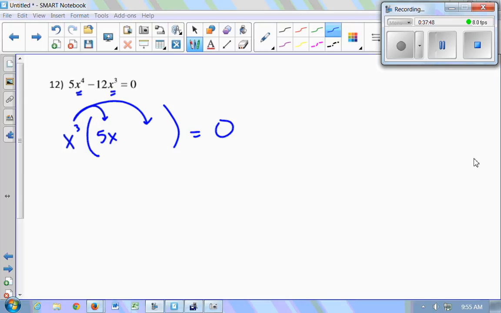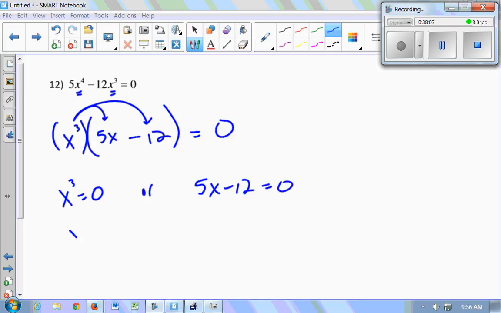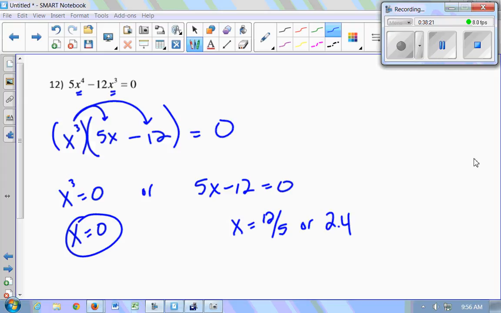5x. And x times what would give me negative 12x cubed? Minus 12. Good. So now I have 2 factors multiplied together. The answer is 0. So either x cubed is 0 or 5x minus 12 is 0. And the only way x cubed is 0 is if x is 0. And 5x minus 12 equals 0 means x equals 12 fifths, or that would be 2.4 if you change it to a decimal. Either of those would be acceptable.